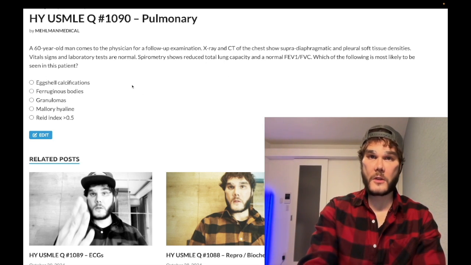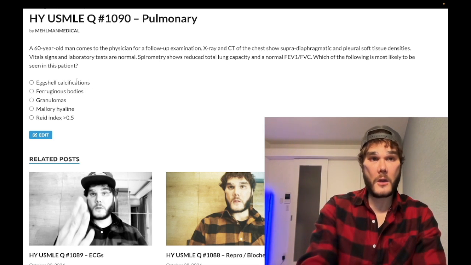Choice A, shell calcifications, wrong answer for silicosis. Patients who've worked in foundries, those are metal workers, as well as stone quarries. And it's pretty low yield for USMLE actually, okay? But you've probably heard this from a Qbank somewhere. I mentioned it in my PDFs, but you need to be aware of silicosis as a pneumoconiosis differential.